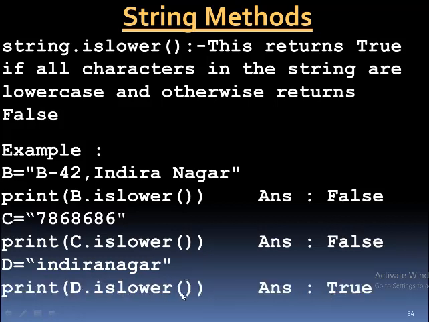This string D will return true. D.isLower will return true because the string D consists of only lowercase alphabets. From the first character to the last character, all the characters are lowercase alphabets, that is small alphabets.